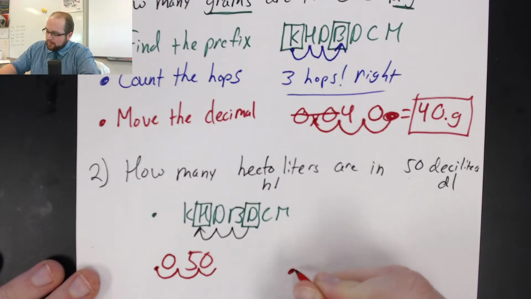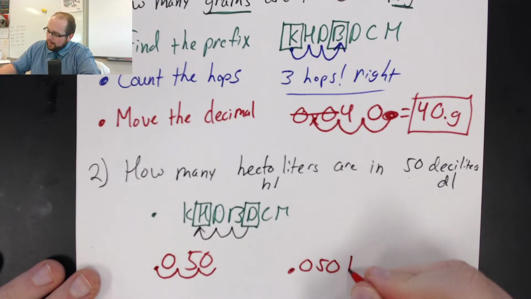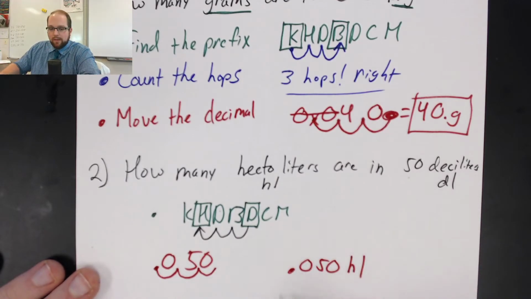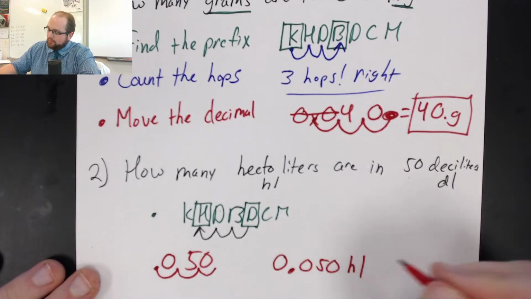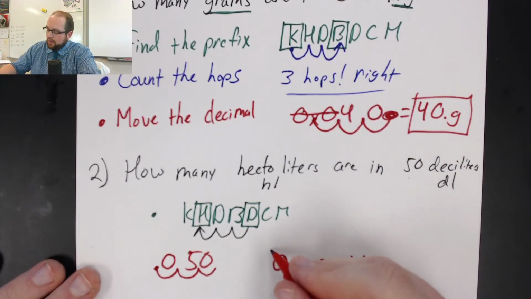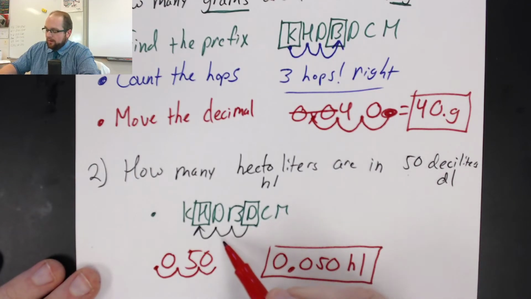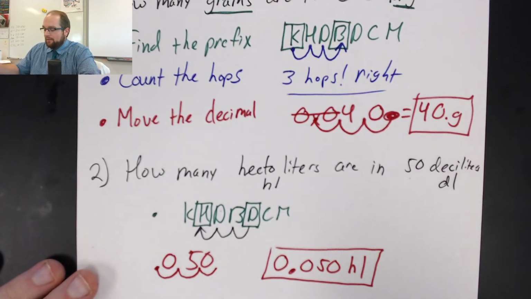Okay. So my final answer is going to look like this. I have decimal place 0, 5, 0. We were looking for hectoliters, so we have hL. Now you might be noticing that normally when we have a decimal, we go ahead and write 0 in front of that, right? That looks better, right? 0.050 hectoliters, hL. Okay. There we go. There's our answer, right? Swooped 3 to the left, and we got our final answer.